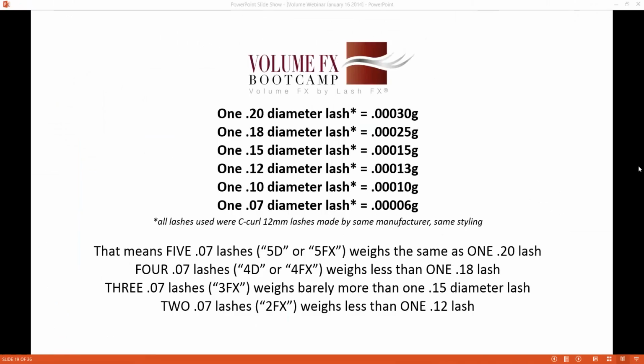We have some more questions here. This one always gets asked. I love it, love it, love it. Can you do volume lashes on everyone? Yes. Volume lashing is so customizable.